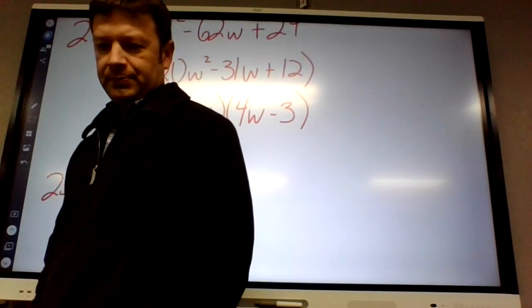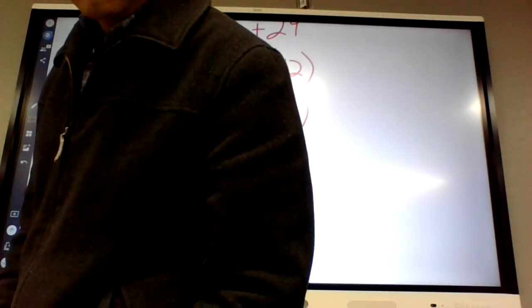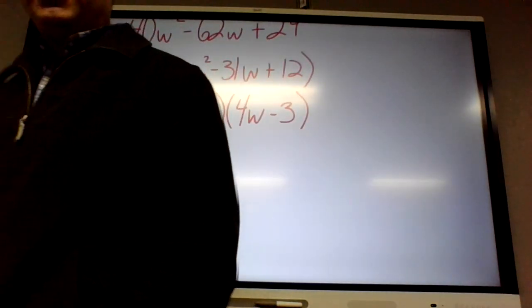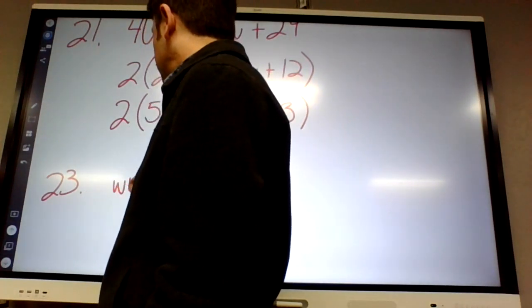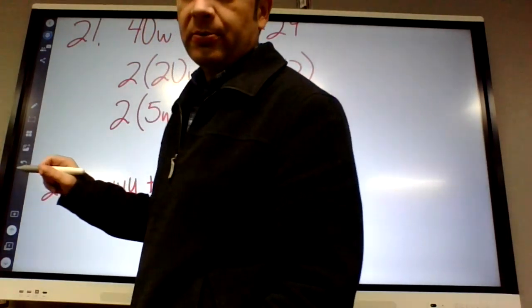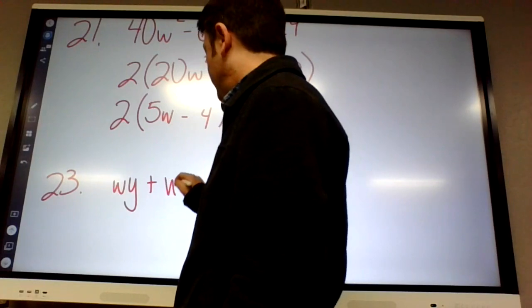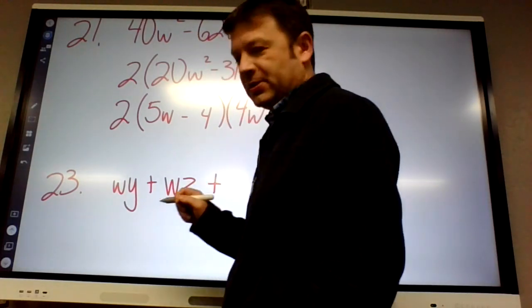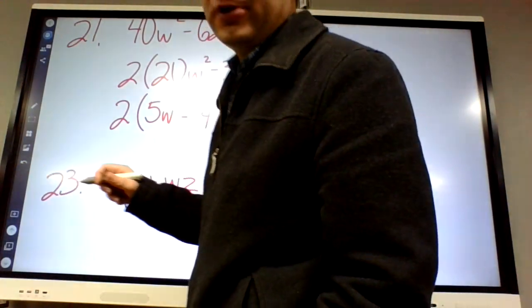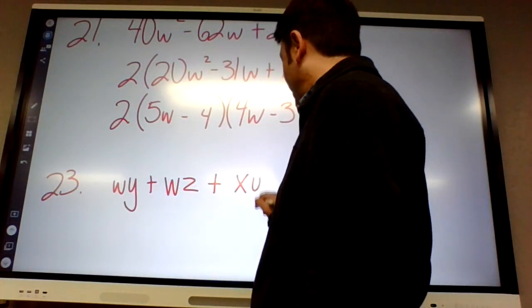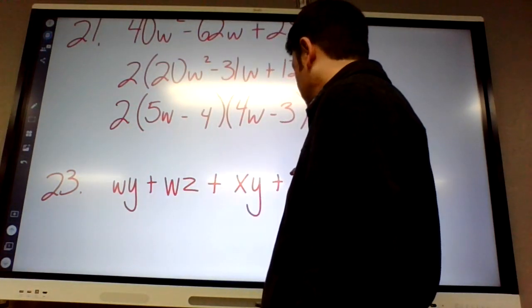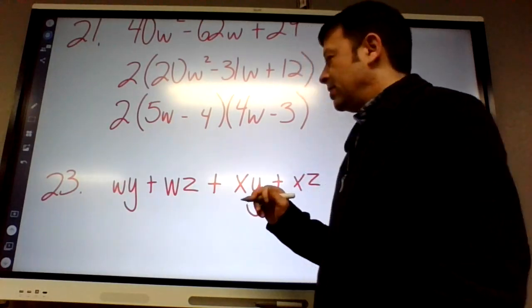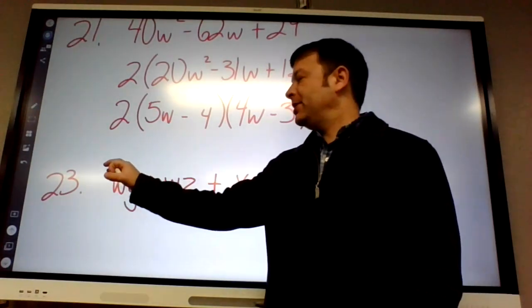23. Okay, what's different about 23? Directions. There's no numbers. Well, what else? It's 4 terms. So if it's 4 terms, you guys remember how we did this yesterday? No, I actually kind of completely forgot. Okay, it's called grouping.